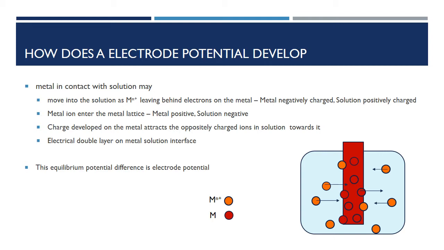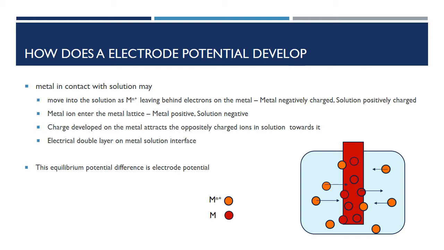In both instances, a charge is developed on the metal that attracts oppositely charged ions in solution towards it, and thus an electrical double layer is developed on the metal-solution interface. This equilibrium potential difference is the electrode potential.